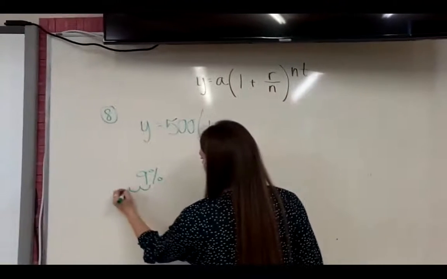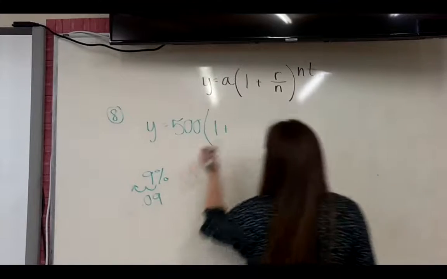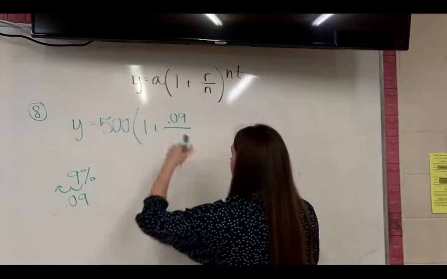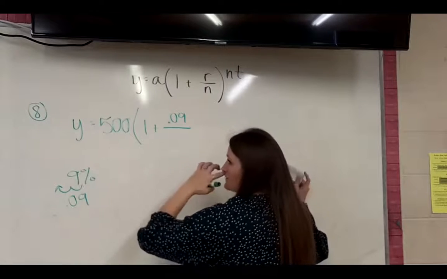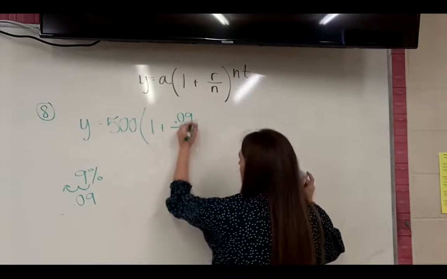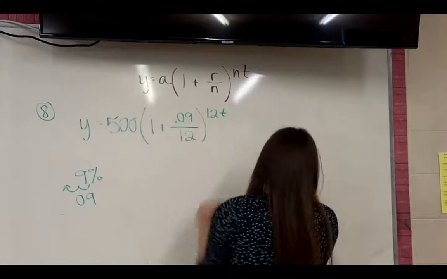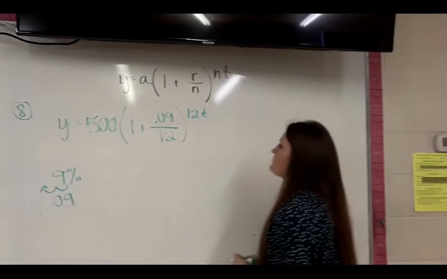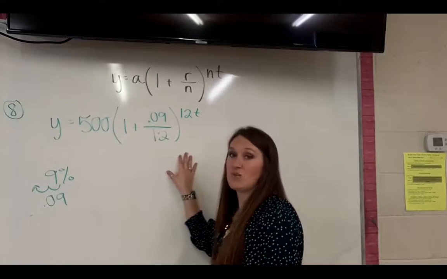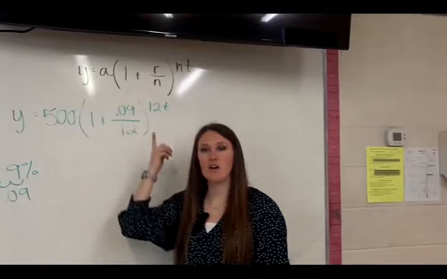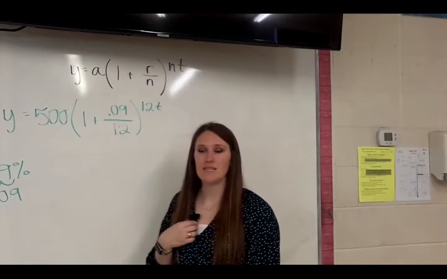So as a decimal, that is 0.09. So that goes on top because it's compounded monthly. The number of times a year is 12 because there's 12 months in a year. So my N on both of those is 12. And we just have T for T years. That's it. That's all we had to do on that one. So 500 times 1 plus 0.09 over 12, all raised to 12 T power.